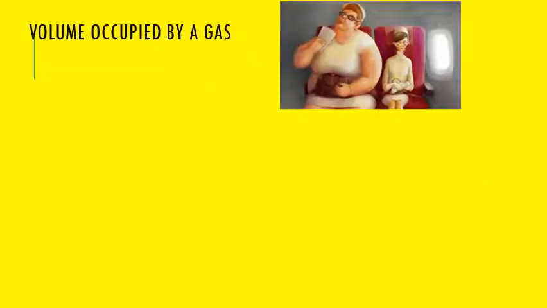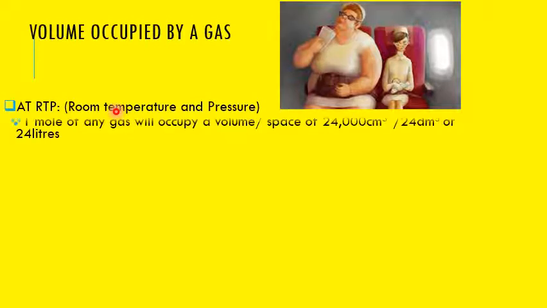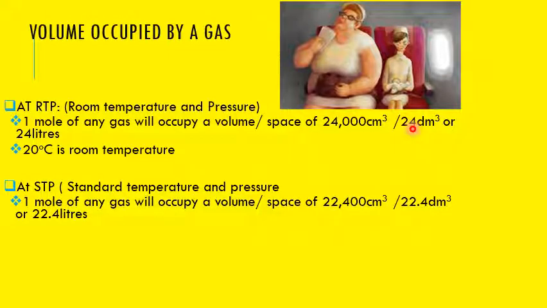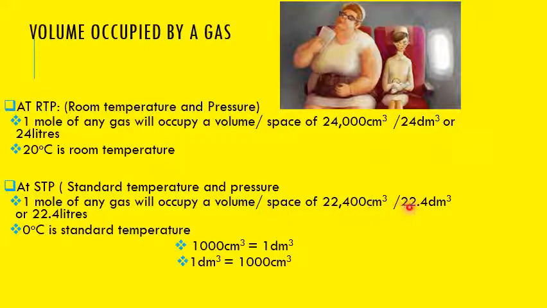What is the volume occupied by a gas? We know that volume is the space occupied, right? So at room temperature and pressure, 1 mole of any gas, I don't care what gas it is, will occupy the same amount of space, which is 24,000 centimeter cube or 24 dm cube. And 20 degrees Celsius to about 25 degrees Celsius is room temperature. At standard temperature and pressure, 1 mole of any gas will occupy a volume of 22,400 centimeter cube or 22.4 dm cube of space. Any gas.